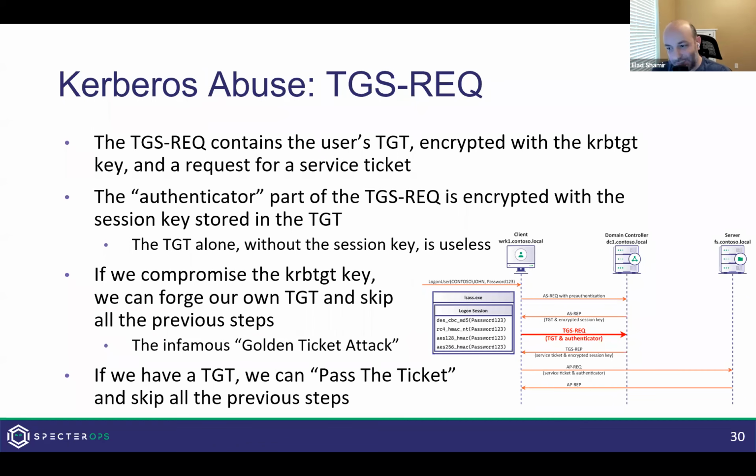Next, TGS-REQ. In the TGS-REQ, we exchange a TGT for a service ticket to a specific service. A TGT alone without the session key is useless. And the session keys are long and random, so cracking them is not feasible. So man-in-the-middle attacks won't do us any good at this point. However, the TGT is encrypted with the krbtgt account's password. So if we can somehow put our hands on that password or on the encryption keys generated from that password, we can forge our own TGTs and skip all the previous steps. And that is the infamous golden ticket attack.